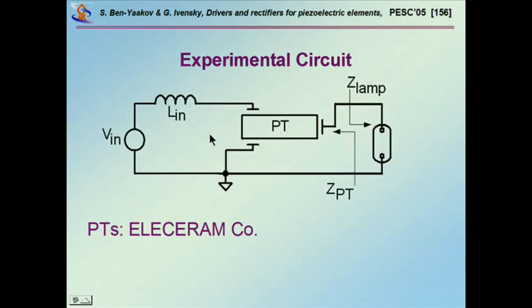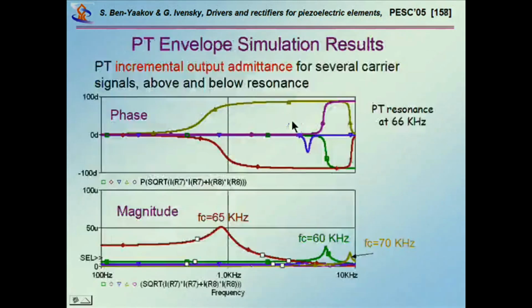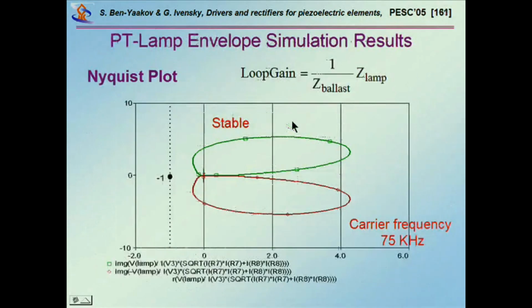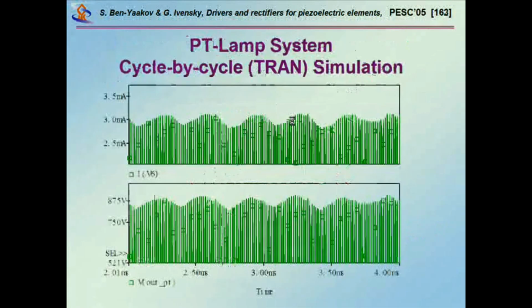So the question is, how can we maybe work at certain carrier frequencies that will be away a little bit from the resonant frequency, or use some other means? This is really an open question, something for, I guess, next PESC conferences.